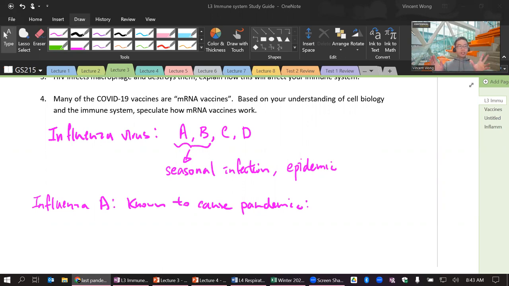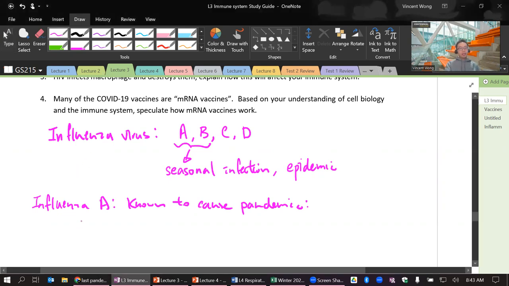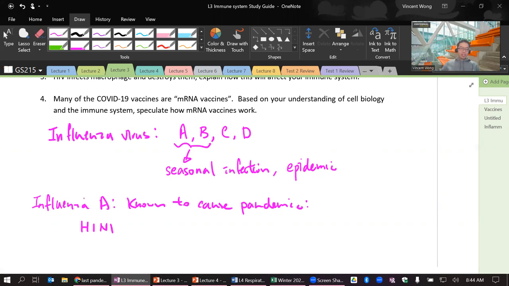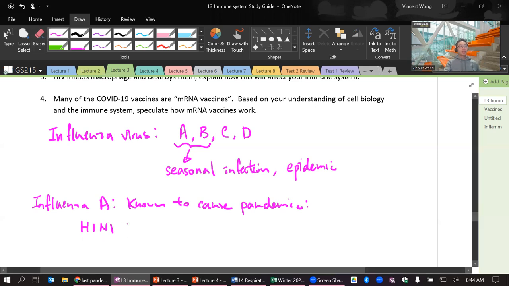It has some letters in it and some numbers. I'm sure you have heard of it. If I say it, you'll be like, oh yeah, I remember hearing about that. H1N1? H1N1, that's correct. And when was this last pandemic? Does anybody remember? Anyone remember we actually had a pandemic recently before this super big one? The last one was caused by H1N1.